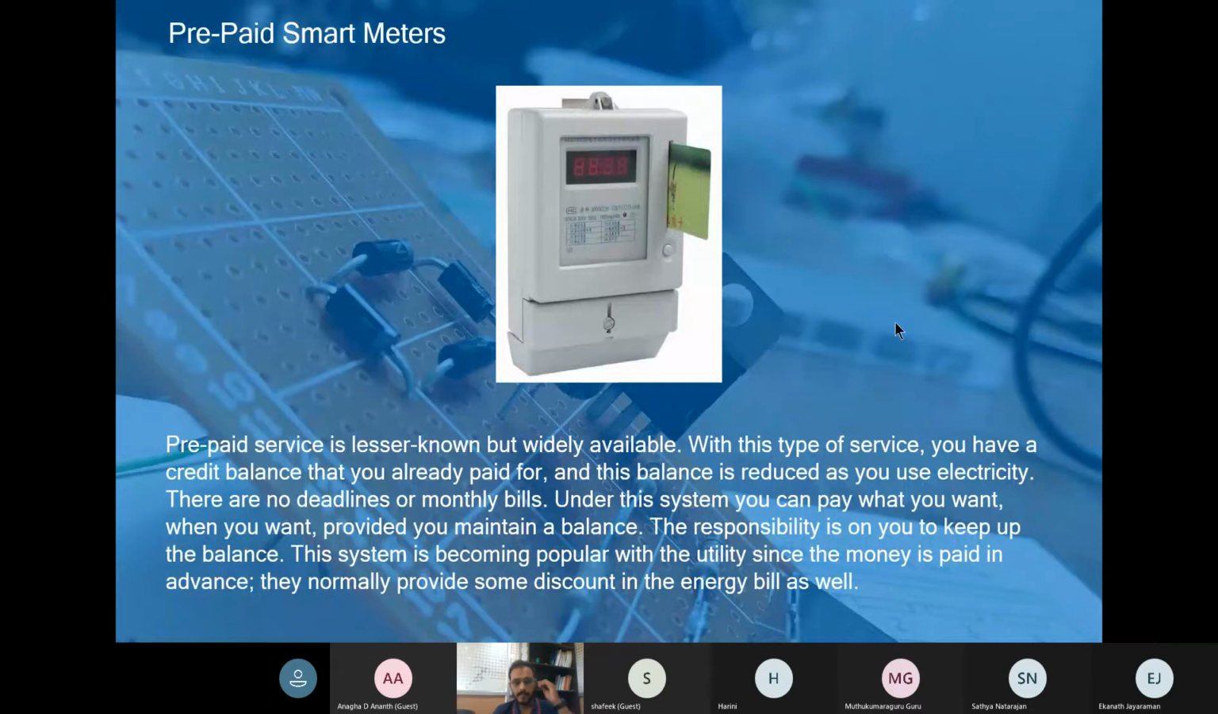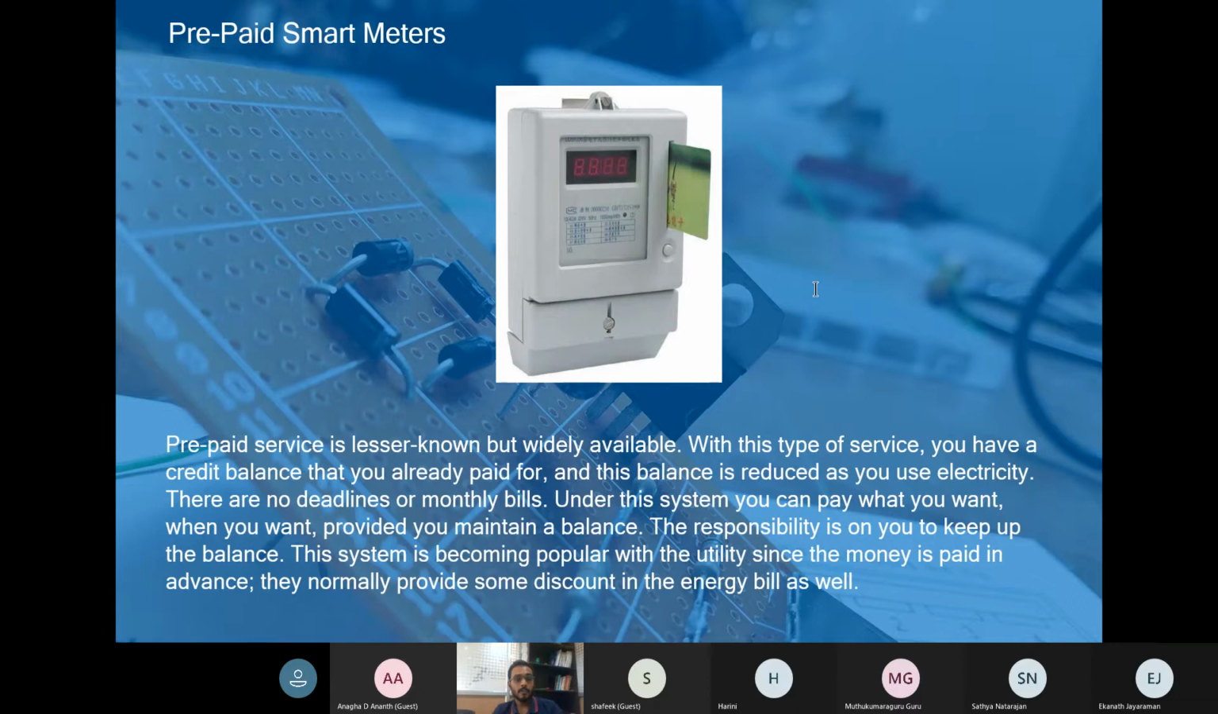Prepaid meters. Prepaid service is lesser known but widely available. With this type of service, you have a credit balance that you already paid for, and this balance is reduced as you use electricity. There are no deadlines or monthly bills. Under this system, you can pay what you want when you want, provided you maintain a balance.